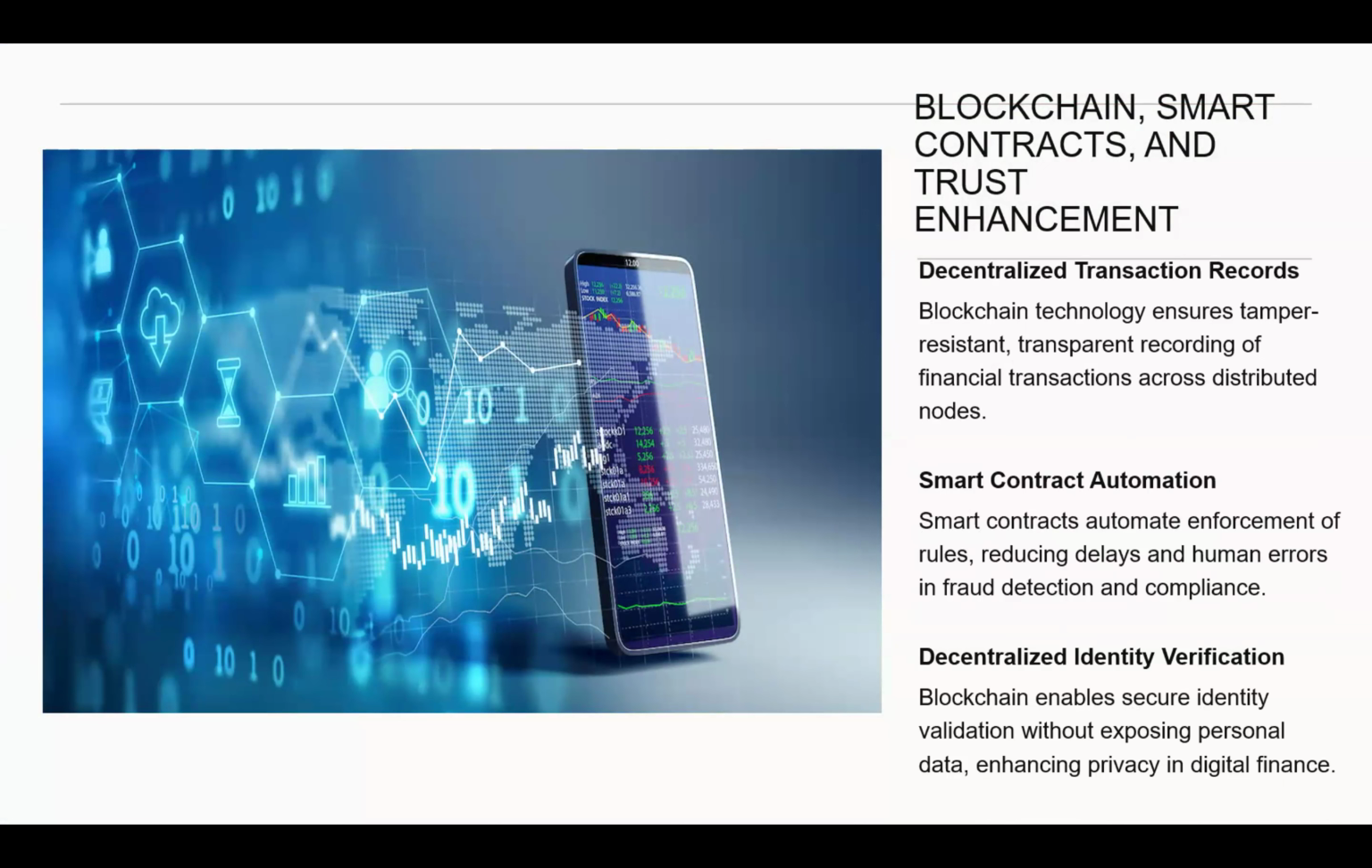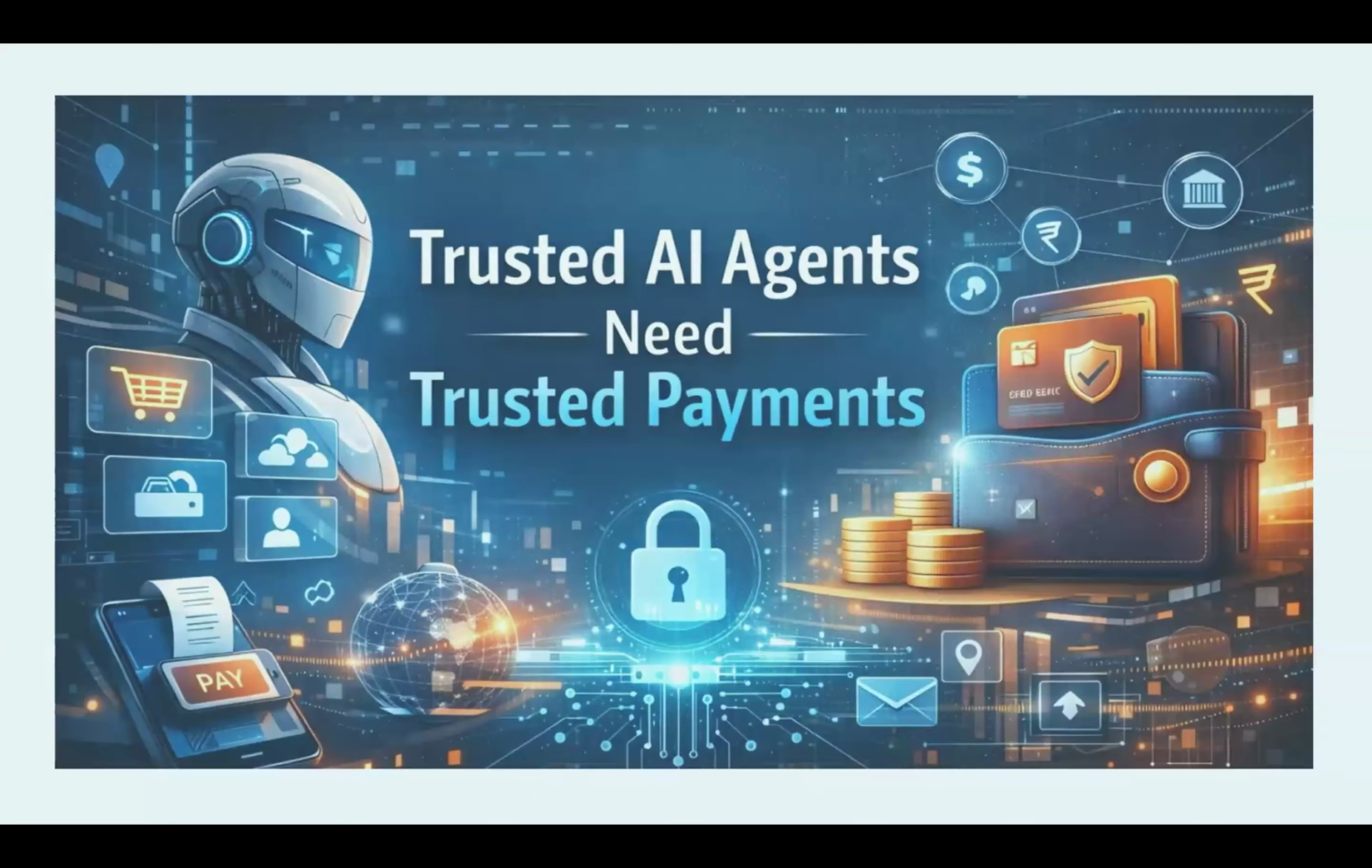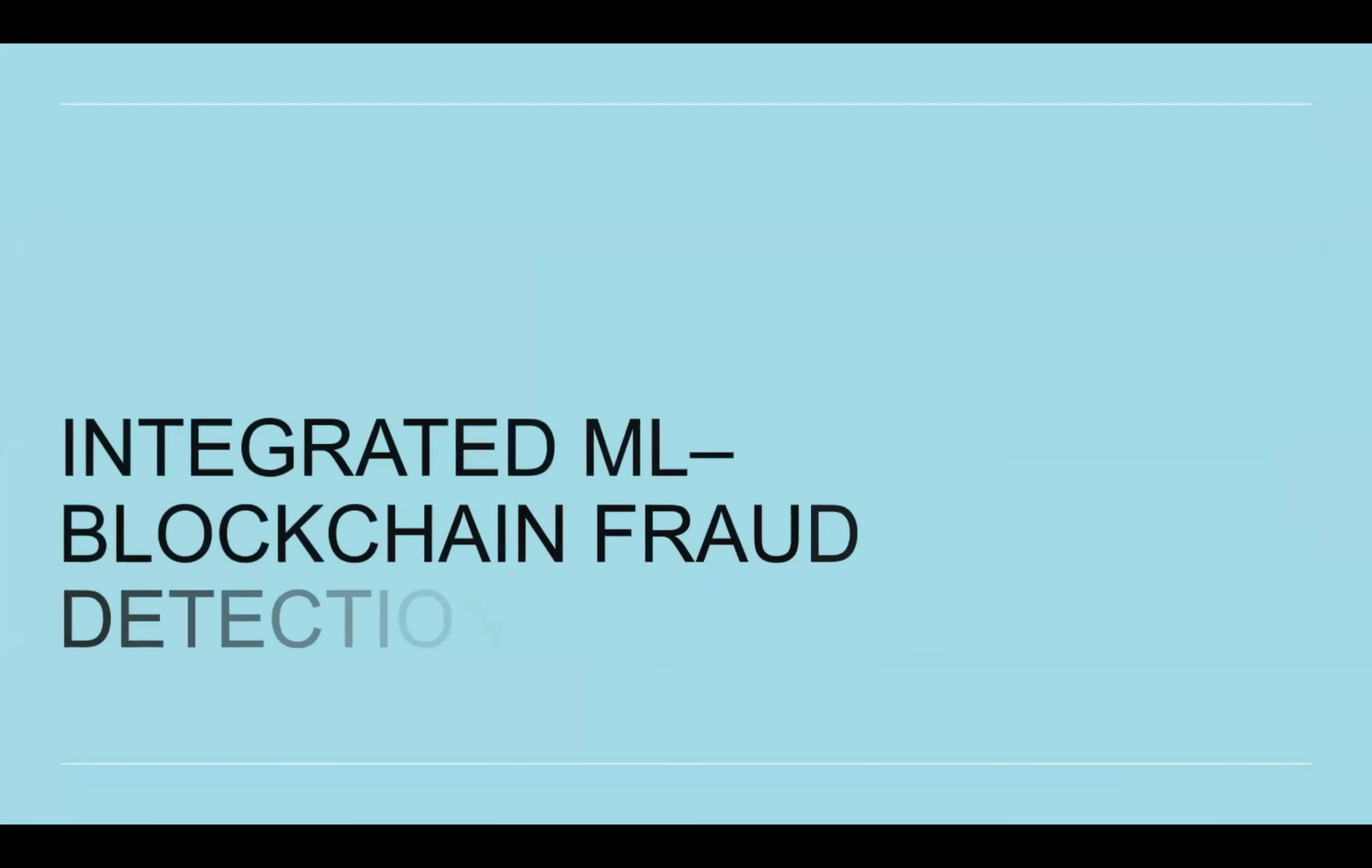Thank you. So for the blockchain, you see that blockchain is used for decentralized transaction records, for smart contract automation, and for decentralized identity verification. So it comes with its strength in that space. Go to the next slide. Next slide, please. Next slide.